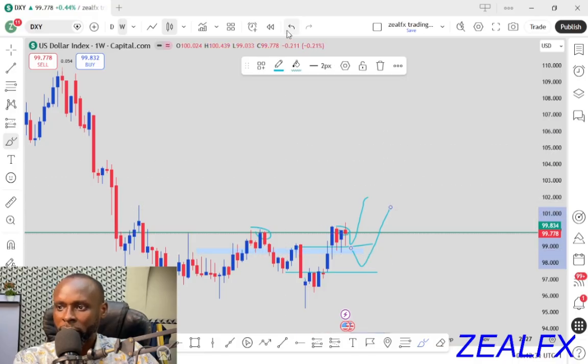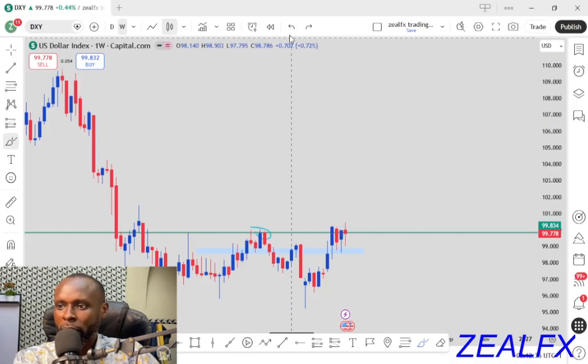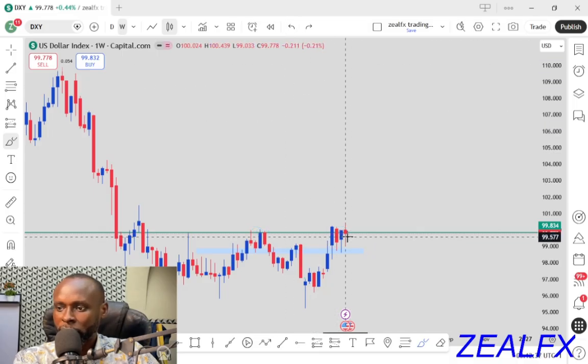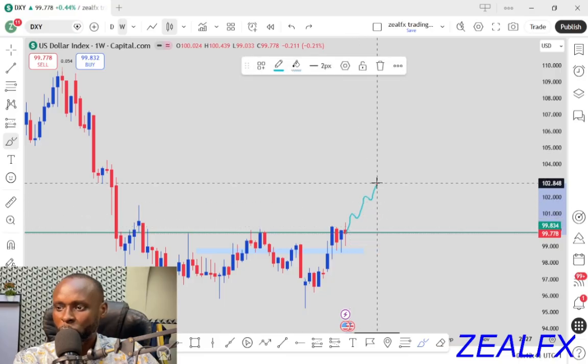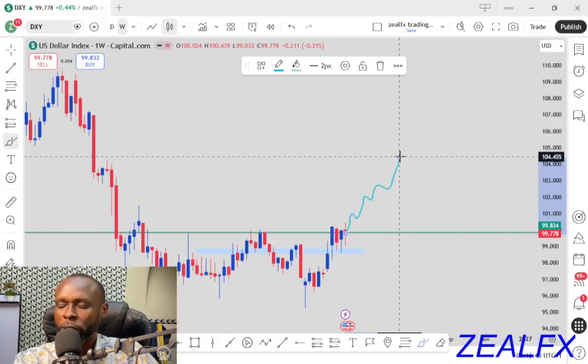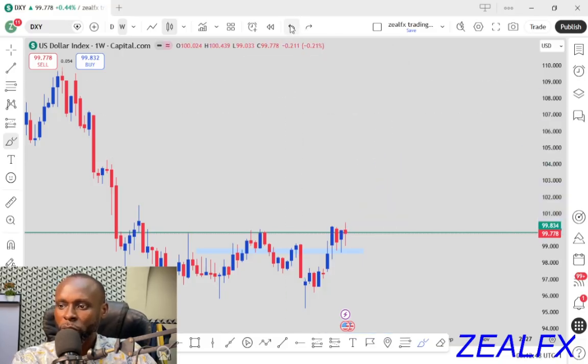But we also have another scenario for the DXY. If we see price break above this resistance level on the DXY, wait for a retest, we can start looking for possible strong bullish momentum for buying opportunity for the DXY. So currently, we don't have that clear direction on the weekly chart of the DXY, because why?